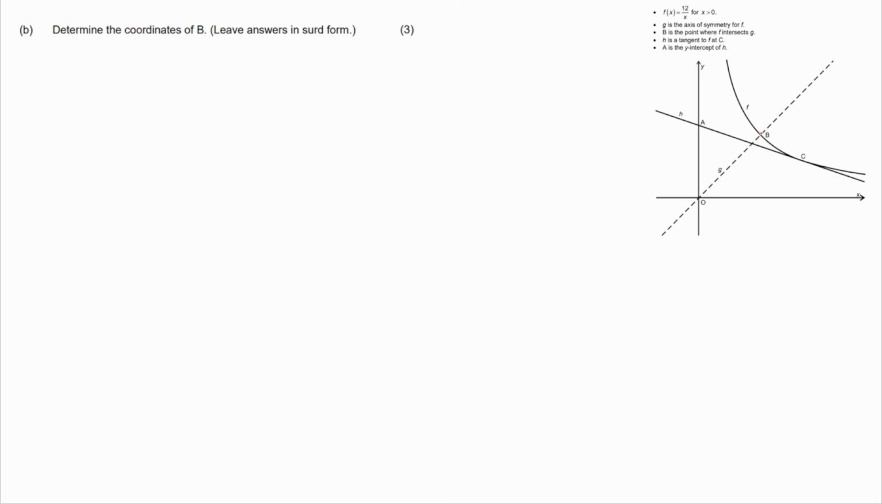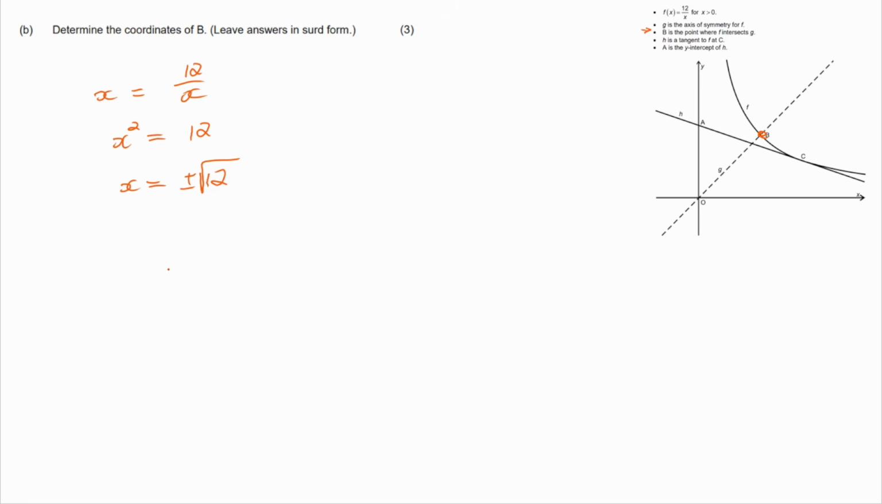Okay, so remember B, they say here, is where F intersects G. So at the point of intersection, we're going to have x is equal to 12 over x. So what we do is we multiply both sides by x. So we get x squared is equal to 12. So what we're going to get is x is equal to plus or minus the square root of 12.